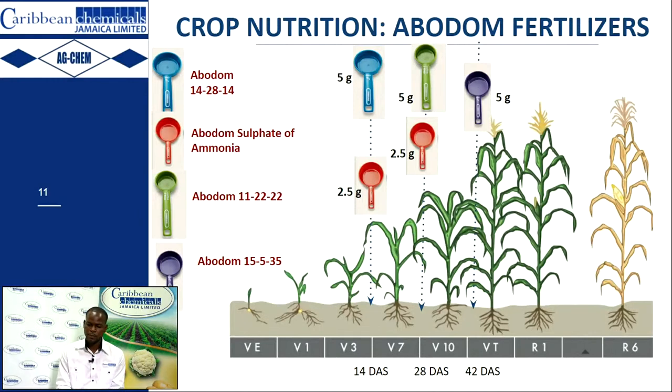The last application with Abadam granular is your Abadam 15-5-35, and you use that at 5 grams per plant. As I said before, that 5 grams per plant would equate to about 200 pounds of fertilizer. If you follow this process, I guarantee you that your yield should increase dramatically compared to what you have done before, if you're an experienced farmer.